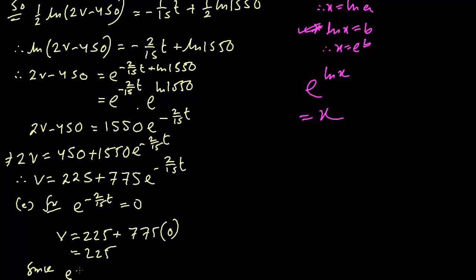Since e to the power minus 2 by 15 t cannot be equal to 0, it has to be greater than 0 because of the asymptote. Hence, the limiting value is 225.